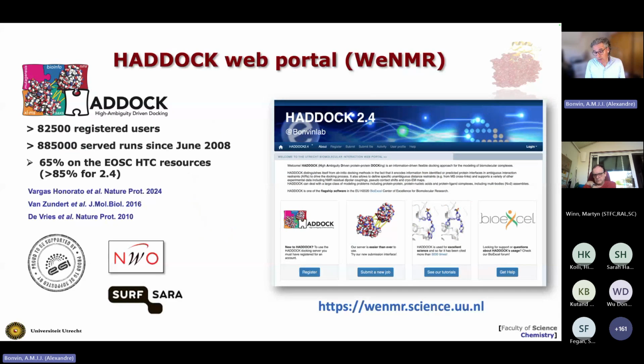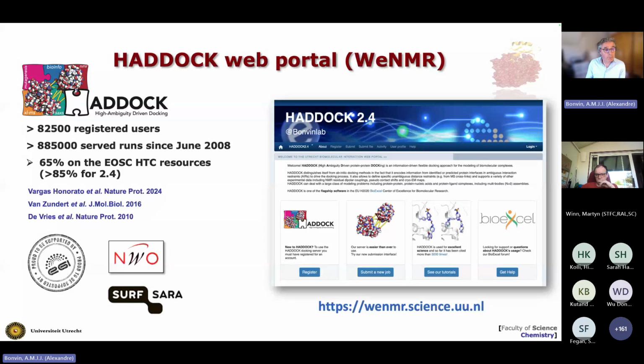So HADDOCK has become quite popular because since 2008, we have been offering it as a web portal, which makes it easy to use. And it also provides a computational resource to do this kind of computing. And you see here the current version of the portal.